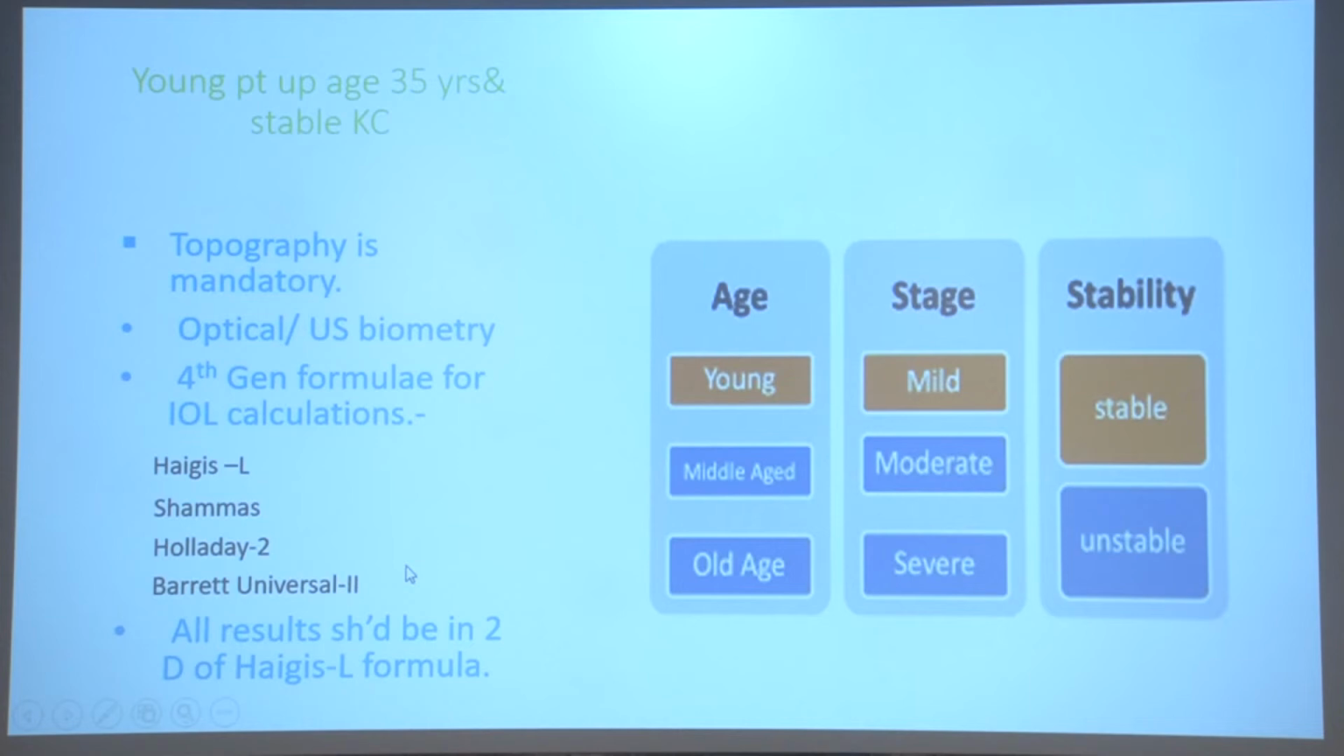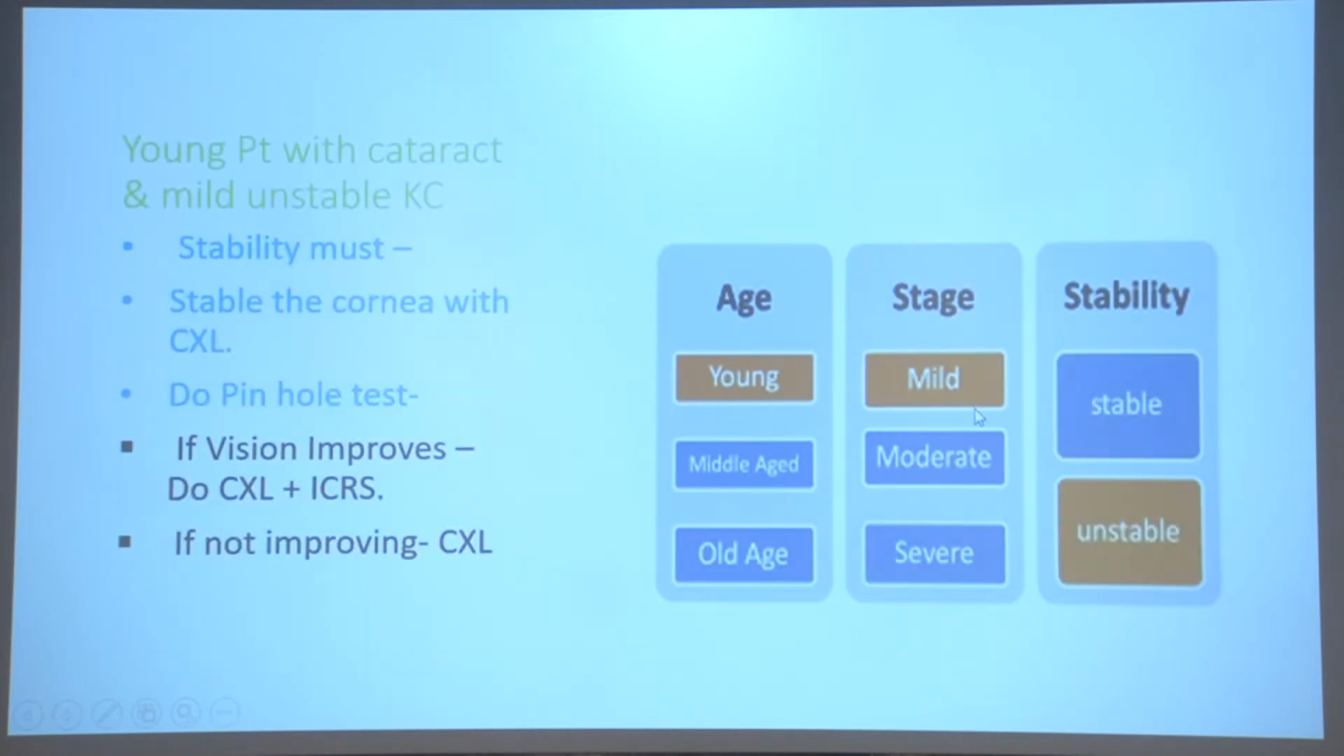Somil mentioned, Barrett Universal 2 is the magic rabbit out of the hat. All the results should be within 2 diopters of the Haigis-L formula. And this I'm talking about a young patient with a very mild and stable keratoconus. If this is another variety of patient where the patient is young, the keratoconus is mild, but the stability is not there, what are you actually going to do?